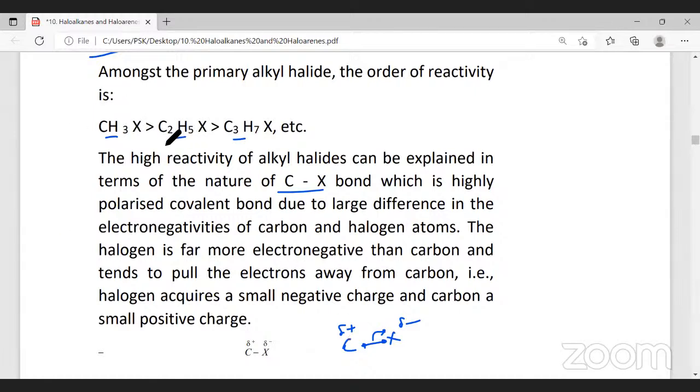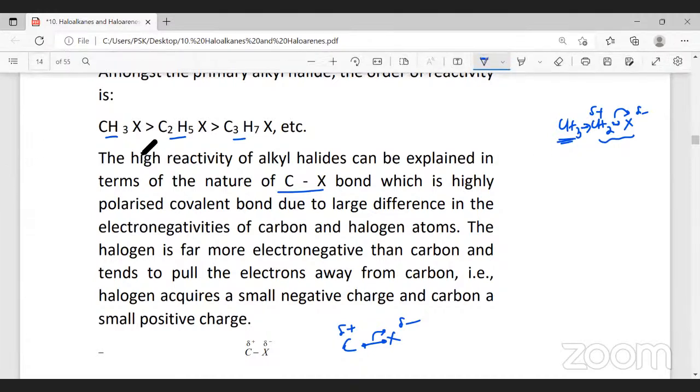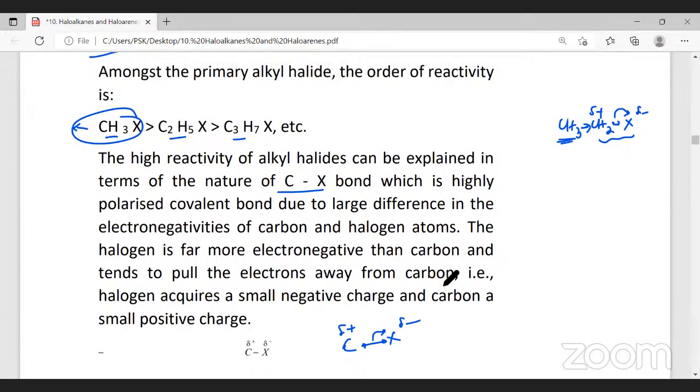But in the case of the molecule here, if I write CH3, CH2, and a halogen like this, this electron pair will also be pulled towards the halogen. Halogen gains negative charge and carbon gains positive charge. But the polarity here will be lesser, because this is an electron donating group. In the methyl group, there is no substituent, there is no electron donating group. Therefore, this is more reactive. Methyl halides are more reactive than ethyl, propyl halides, etc.